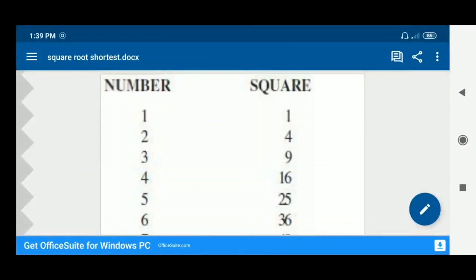Mathematics formulas made easy. Today I am going to teach you how to find the square root of a number by the shortest method. First, we have to remember three tables.